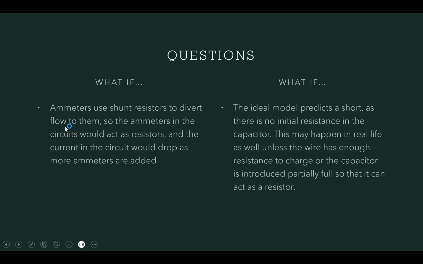And then the what if questions. For the ammeter question, ammeters use shunt resistors to divert current to them, so the ammeters in the circuits would act as resistors in reality, and the current in the circuit would drop as more ammeters are added. And for the other one, the ideal model predicts a short if a battery is just hooked to a capacitor, as there is no initial resistance in the capacitor. This may happen in real life as well, unless the wire has enough resistance to limit the charge, or the capacitor is introduced partially full so that it can act as a resistor.